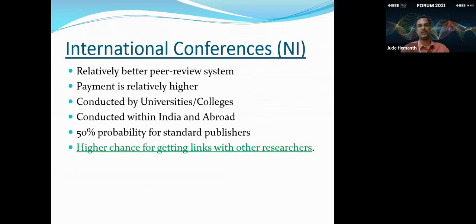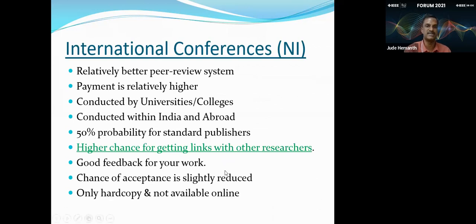The only advantage you will get from an international conference is this point, the green color point: higher chances of getting links with other researchers. That's the way you have to grow. You cannot grow individually, right? Try to get associated with other researchers whom you think will be useful for you. How can you do that? Go to conferences. Maybe the keynote speakers, maybe your fellow researchers, you can have a link with them.